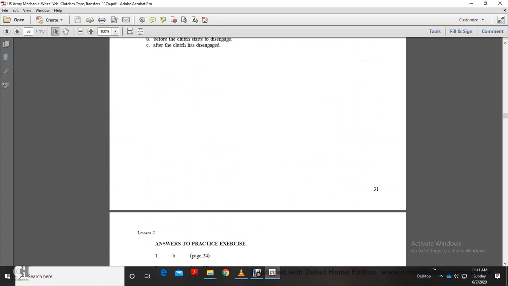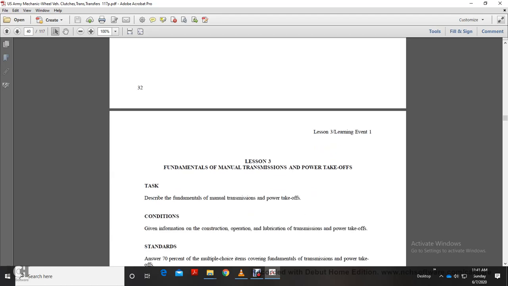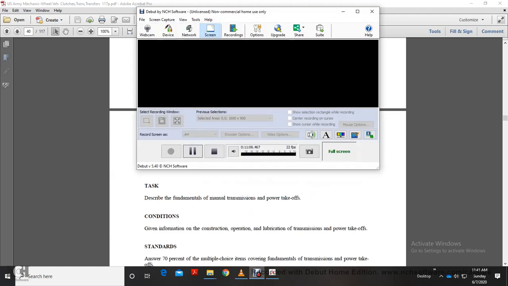Alright, that shows your practice exercise and the answer to your practice exercise, and we're moving on to lesson 3, fundamentals of manual transmission power takeoffs. Testing.